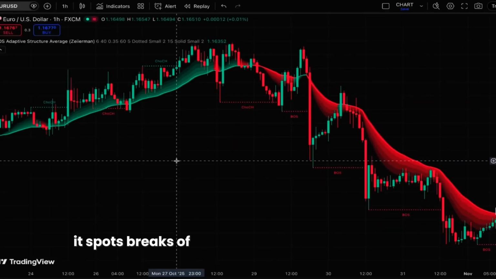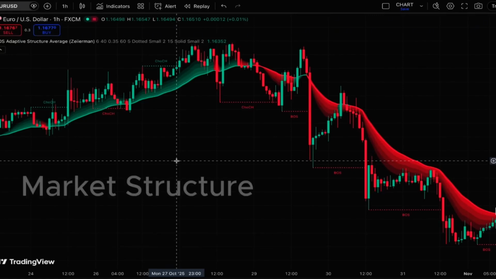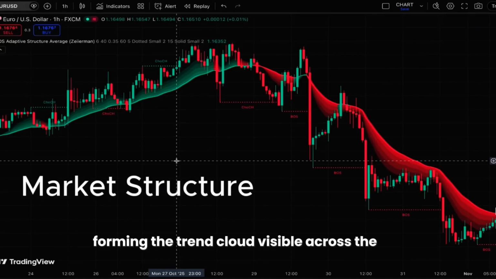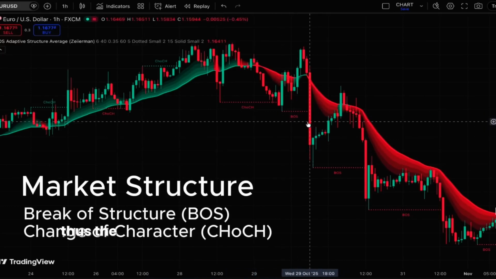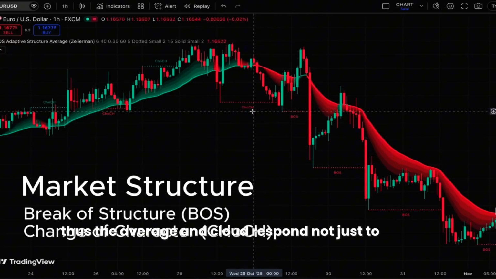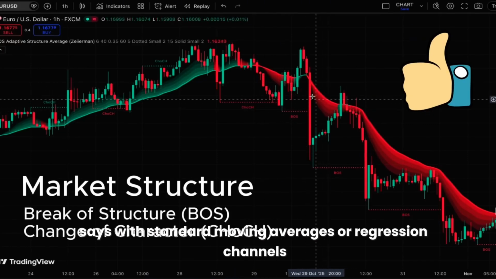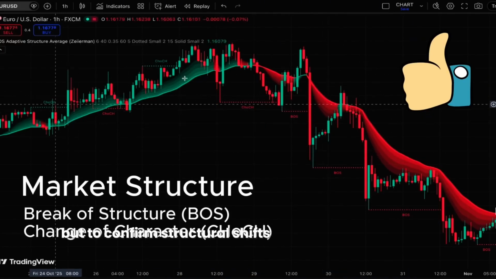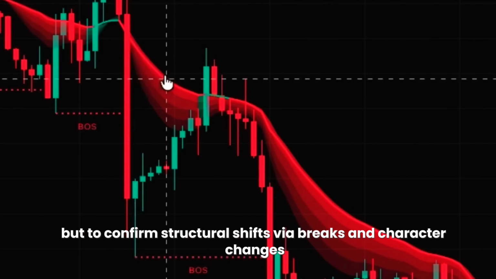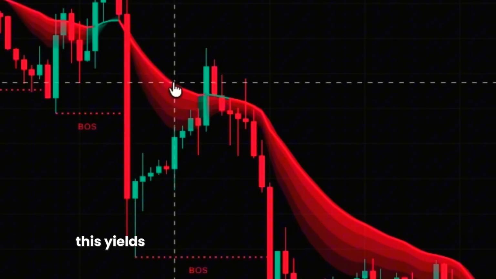It spots breaks of structure and changes of character to fine-tune the central average line, forming the trend cloud visible across the chart. Thus, the average and cloud respond not just to raw price shifts as with standard moving averages or regression channels, but to confirmed structural shifts via breaks and character changes. This yields a dynamic line and cloud offering sharper, more adaptive market insights.